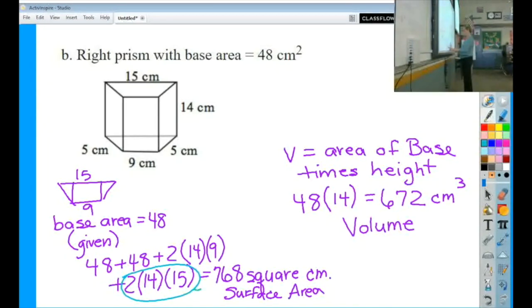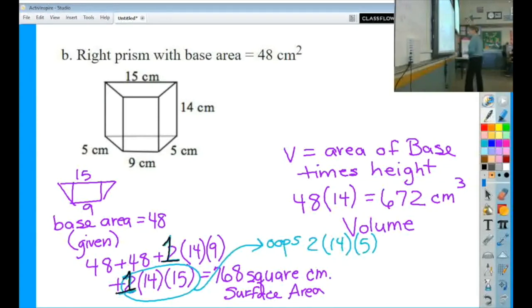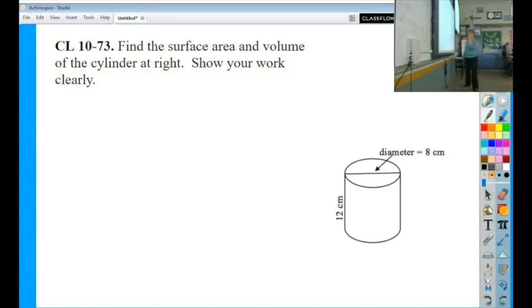Oh no, I just noticed a mistake. So instead of two 14 by 15s, we're supposed to have two 14 by 5s, and one 14 by 9, and one 14 by 15. So the surface area is actually 572.